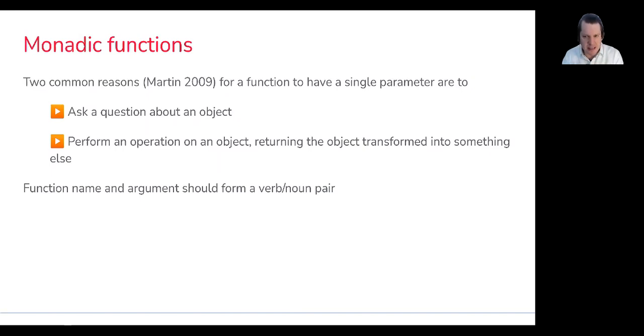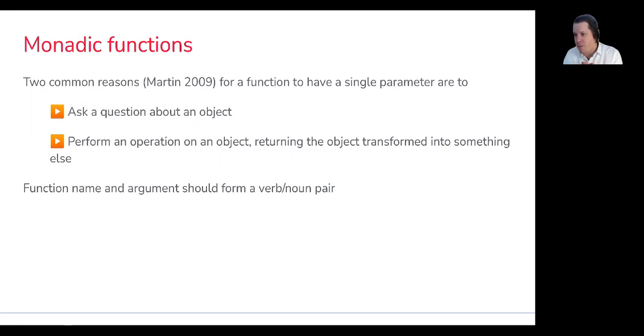acceptable range, etc. There's a number of different scenarios where we're very much interested in the current state of a particular object within our program. So just passing that single object to the function and returning a result is a very common reason to employ a monadic function.